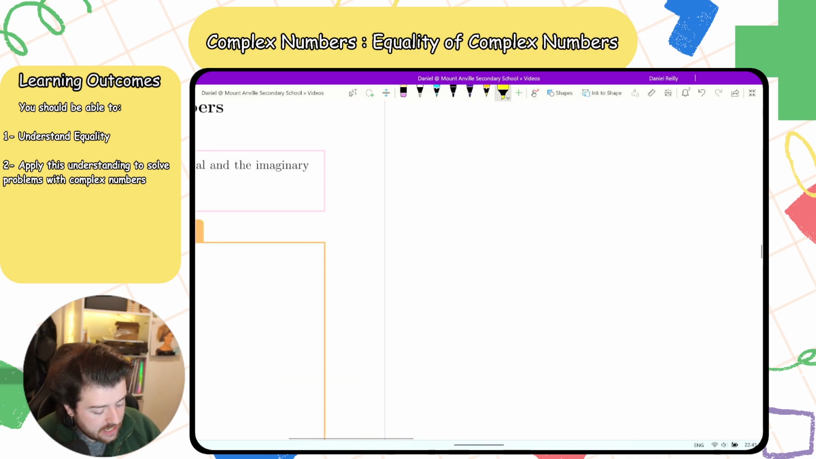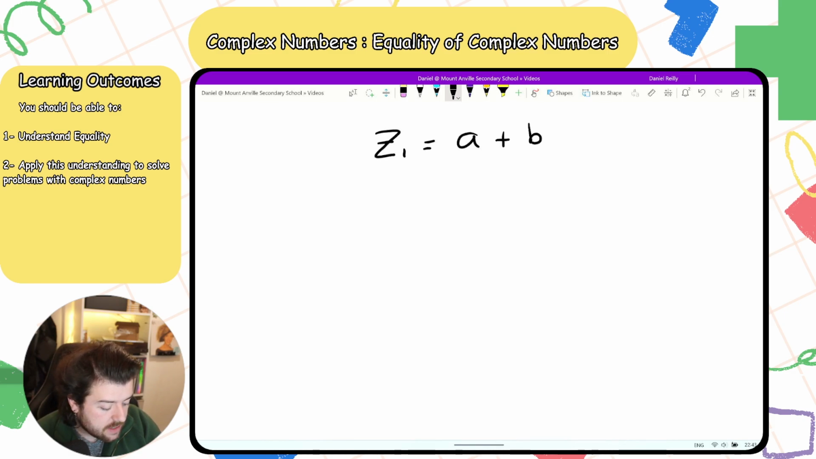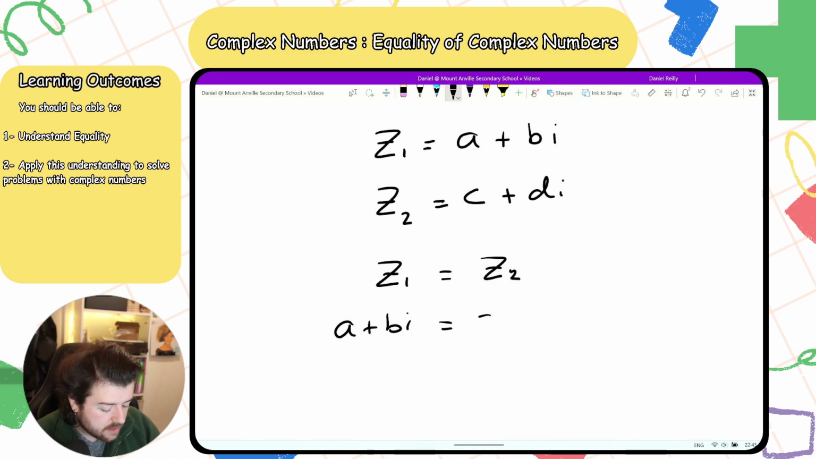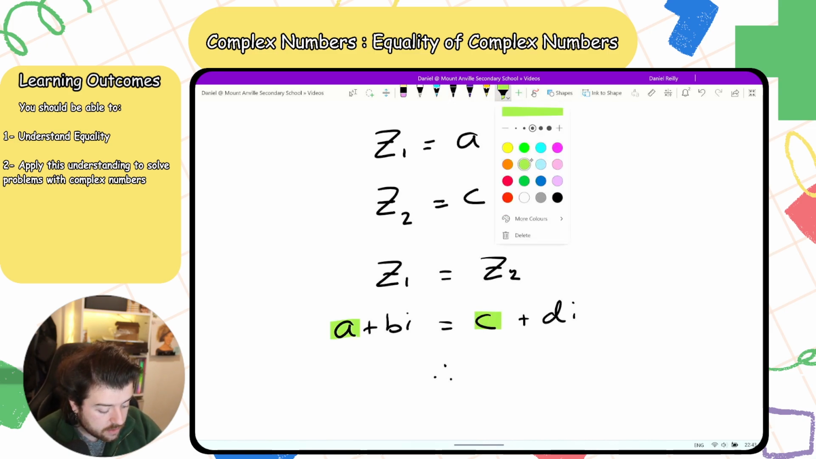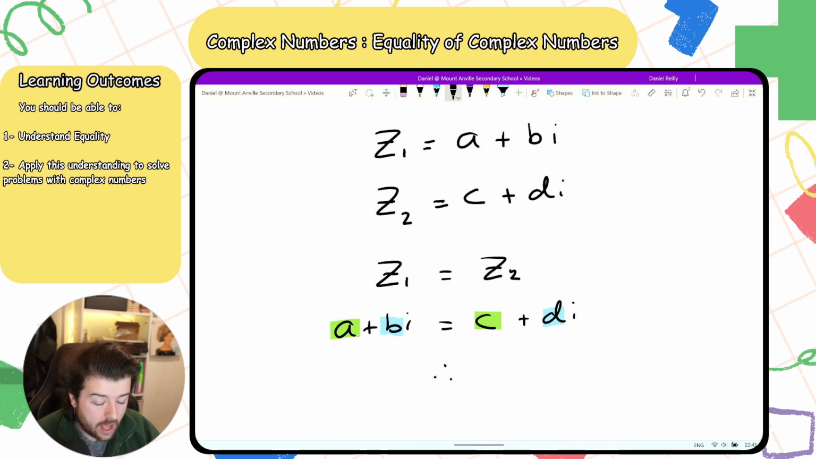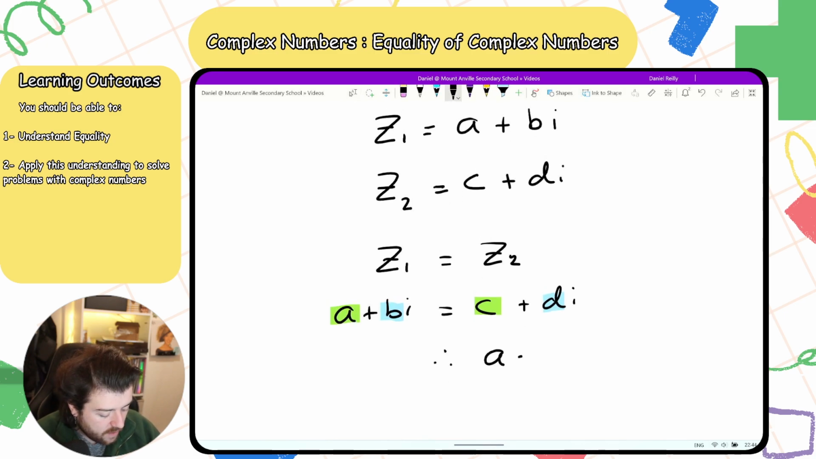So say, for example, I have a complex number Z1 that is equal to A plus Bi. And I have my complex number Z2 that's equal to C plus Di. If Z1 equals Z2, so A plus Bi equals C plus Di, therefore they're the same number. So that means the real parts are going to be equal to each other, and the imaginary parts are going to be equal to each other. So we're kind of equating terms here. Therefore, A equals C and B is equal to D.